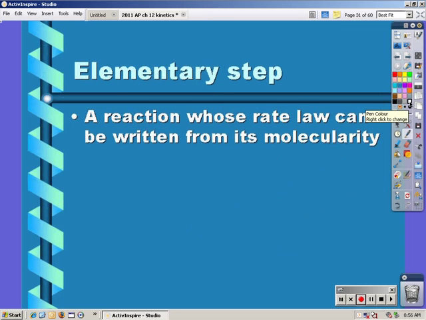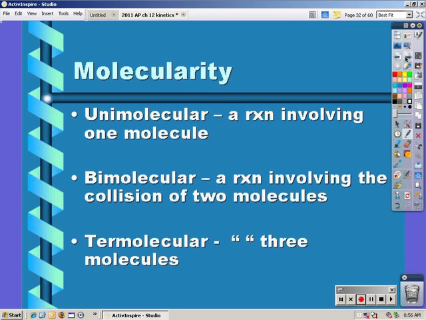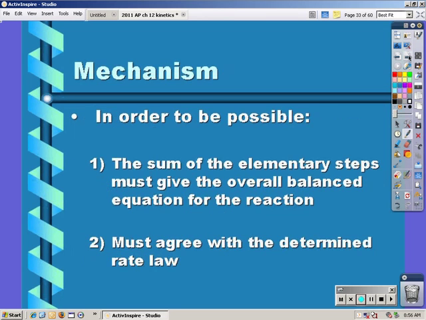An elementary step is a reaction whose rate law can be written from its molecularity. On the next slide, we'll see what molecularity is. All right, so unimolecular is a reaction involving one molecule. Bimolecular is two molecules colliding, and termolecular is three molecules colliding.